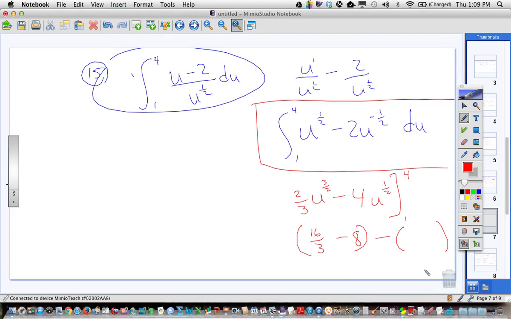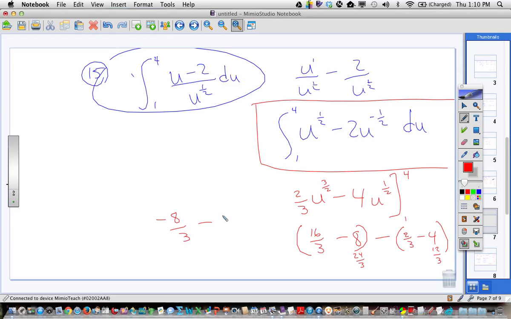Second part, we got to put in a 1. Parentheses would be pretty important here. Put a 1 in. Now that's easy. That's just 1. So that'd be 2/3 minus, and then put a 1 in here. That'd just be 4. Okay, now we got to do a little work with fractions. We can do common denominators. This would be 24/3. This over here would be 12/3. So 16/3 minus 24/3 would be negative 8/3.